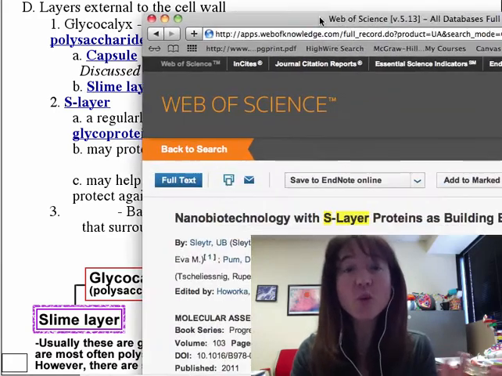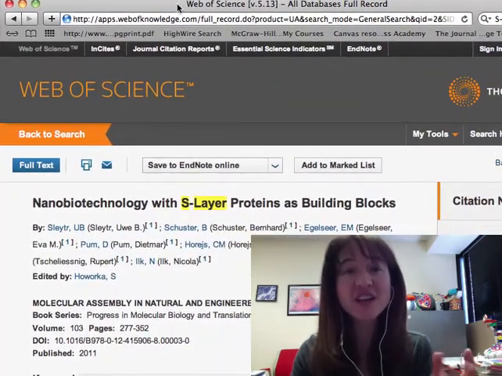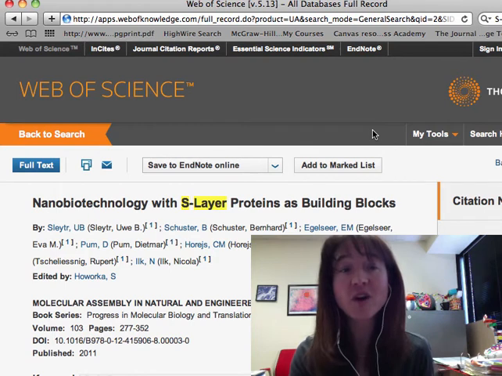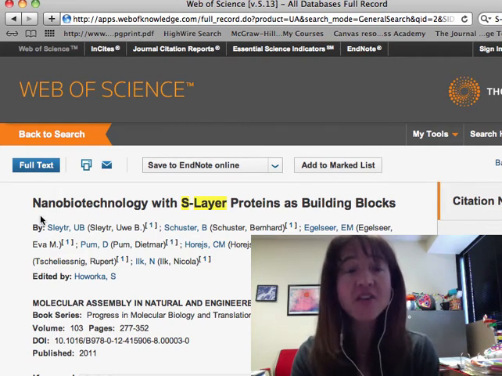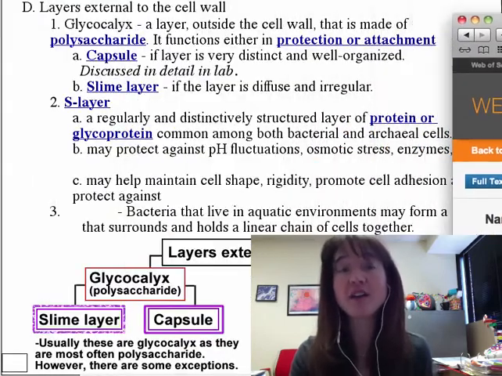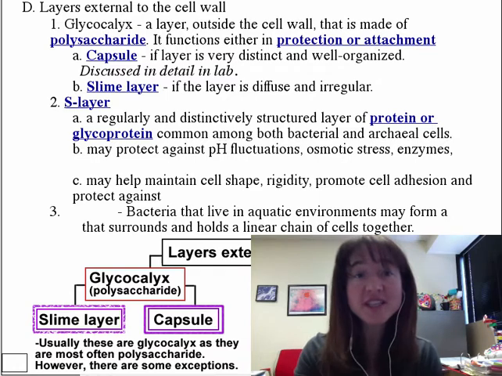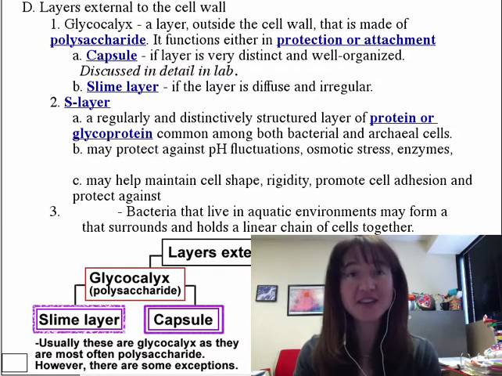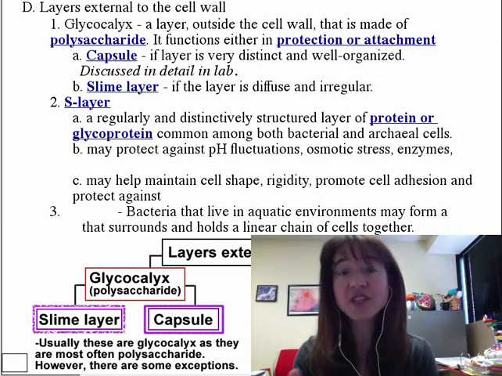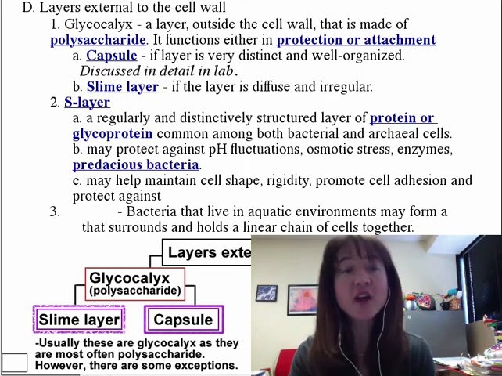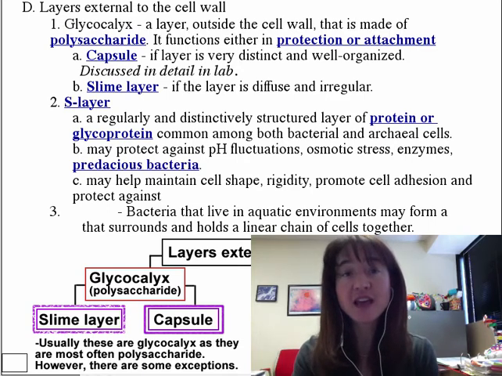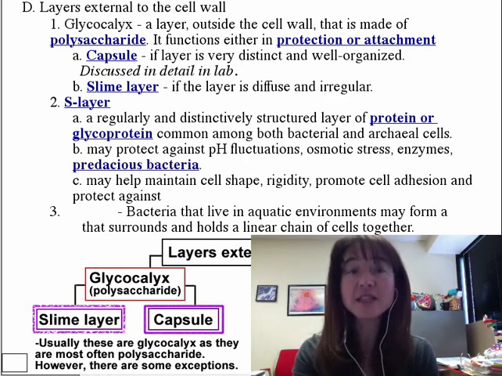And in fact, if you go to the Web of Knowledge or the Web of Science, you're going to find a 2011 review article that's just entitled The Nanobiotechnology with S Layers. So S layers have a lot of application in biotechnology. But what do they do for the cell? Well, they're going to be very protective. They're going to protect against pH fluctuations, osmotic stress, enzymes. They're also going to protect against phagocytosis and toxins. So they have a lot of the same functions that a glycocalyx has.